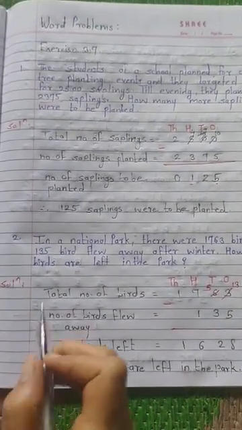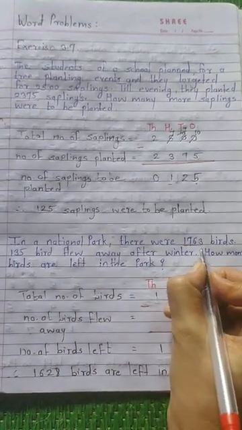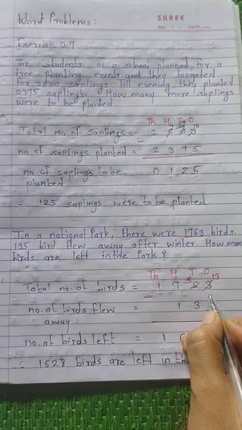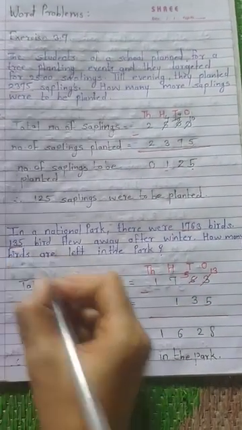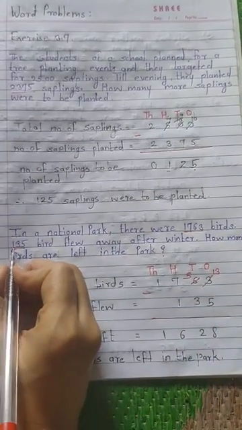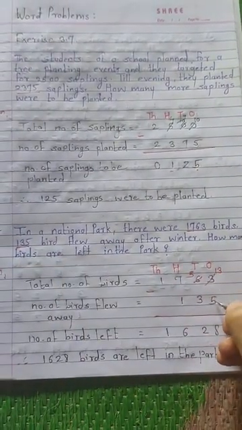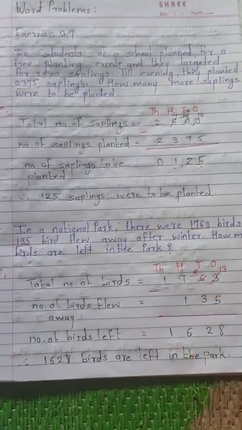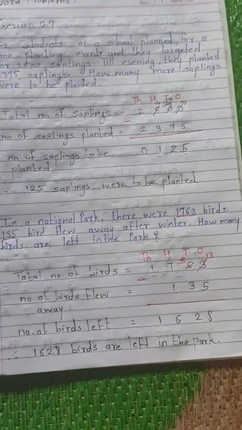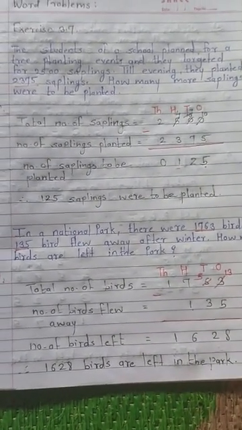So in the solution, total number of birds. How many total number of birds? 1763 birds are there. From that, how many flew away? 135 birds flew away. As 135 is a 3-digit number, we will start writing it from the ones. So 5 is on the ones place, 3 is on the tens, and 1 is on the hundreds, this way. So we have to find how many birds are left. So we will do the subtraction.